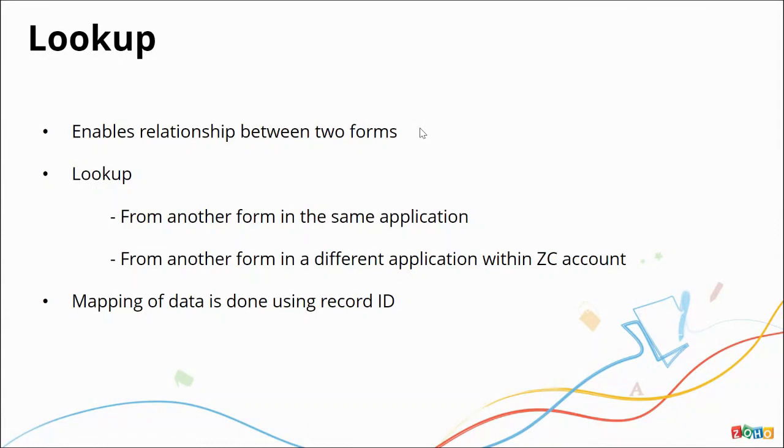So lookup is one of the fundamental and essential features as far as Creator is concerned, as it helps in connecting or interlinking data between two forms within an application, within or across applications within your Zoho Creator account. Okay, so this interlinking process is done using the 18-digit unique ID, which we call a record ID. So this ID, as I was telling, will be unique throughout all the Zoho applications that you see.